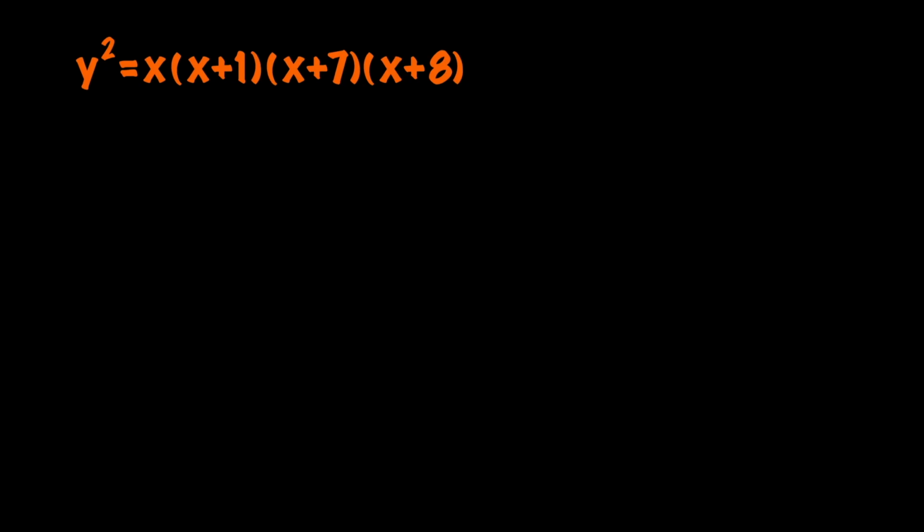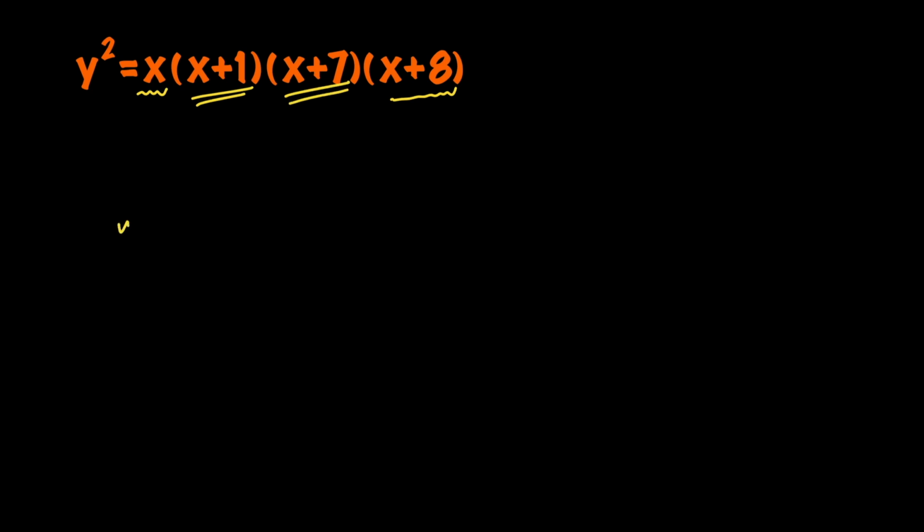Today we're going to be solving another nice Diophantine equation where we have y squared equals x times (x plus 1) times (x plus 7) times (x plus 8), and we're supposed to solve for integer values of x and y. So in order to do that, let's first multiply x by x plus 8 and multiply x plus 1 by x plus 7.